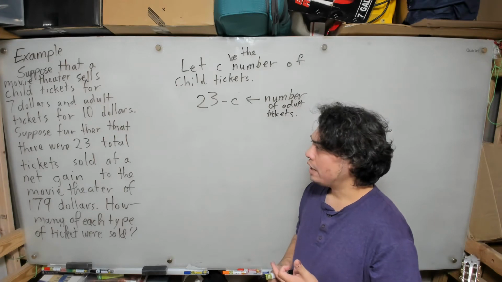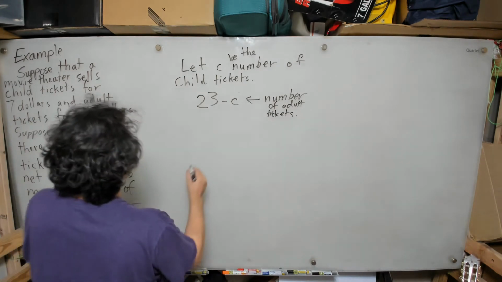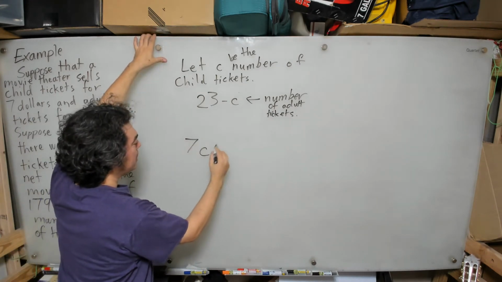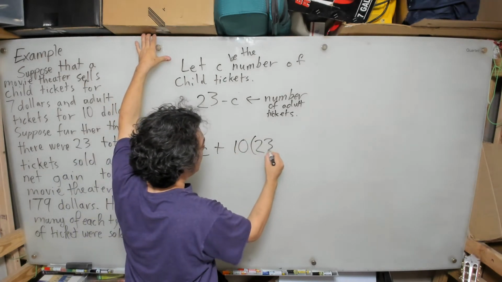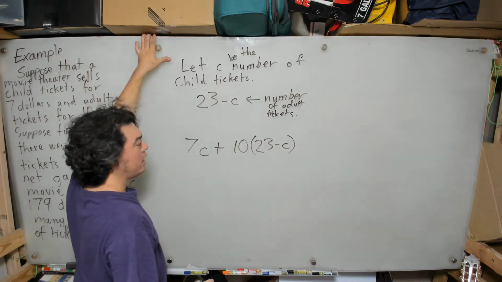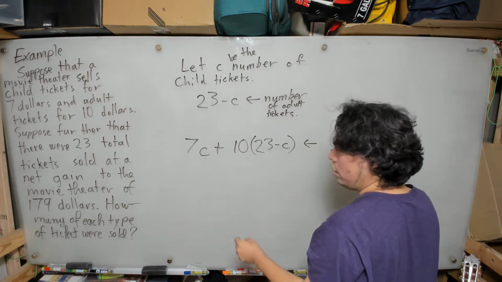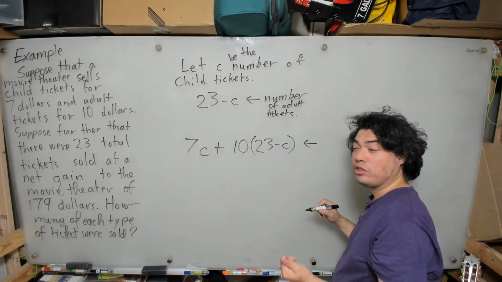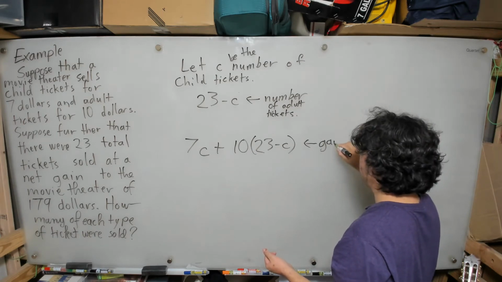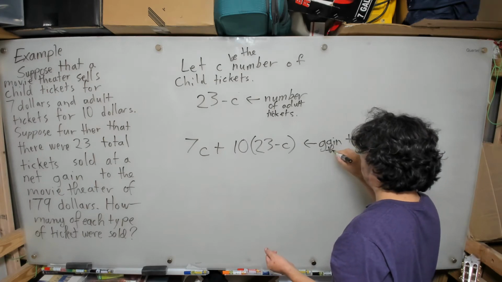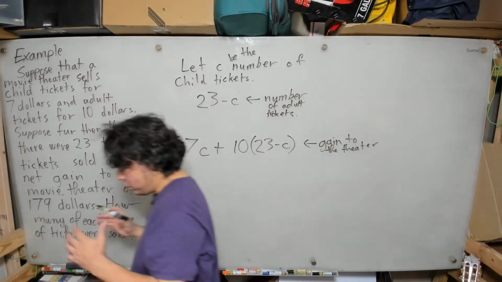They tell us that it costs $7 for every child ticket and $10 for every adult ticket. So that leads us to set up the following expression: 7 times C plus 10 times 23 minus C. This expression now represents the total amount that the movie theater is going to receive from these tickets. This is going to be the gain to the theater.